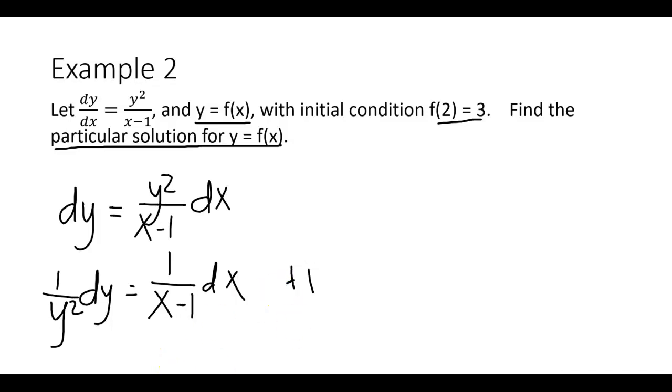Okay, now let's move on to the next step. The next step is to integrate both sides. So we're going to integrate both sides. Now at this point, if you know your integration, you're good. If you don't know integration, you're going to have some trouble. So for the 1 over y squared, anytime this power is anything other than a 1, the first thing you're going to want to do is rewrite it so that you have a negative power here instead.